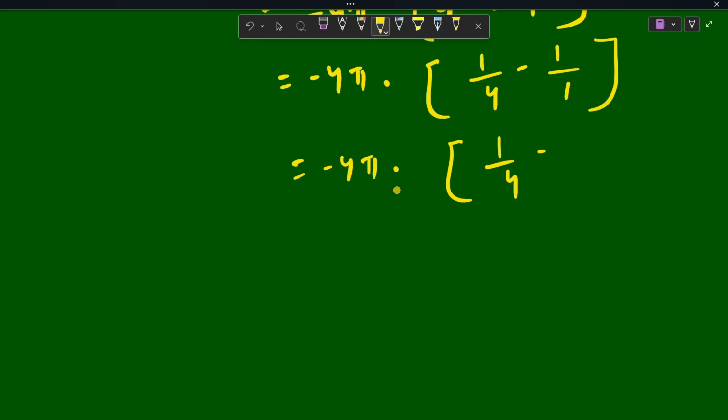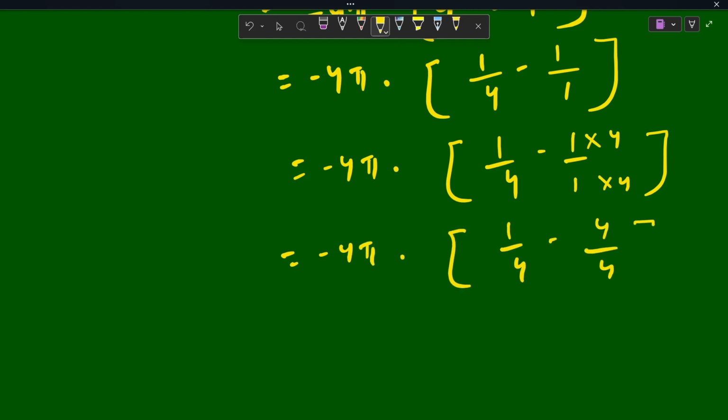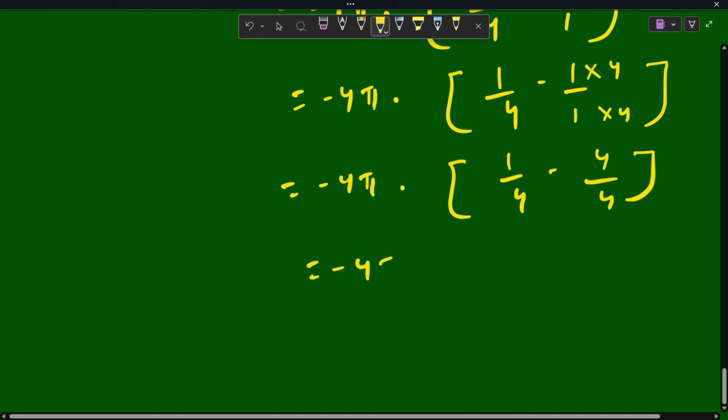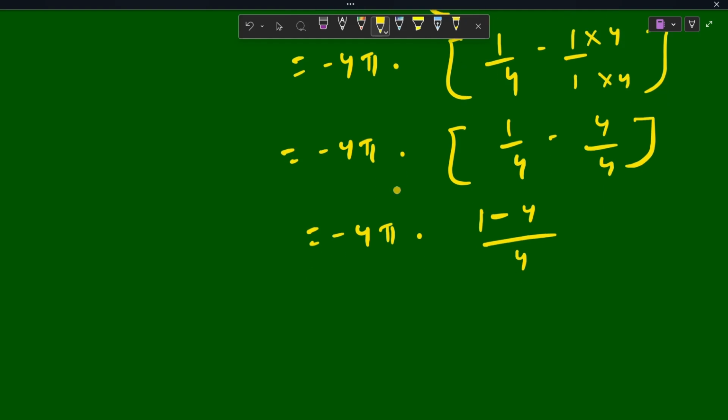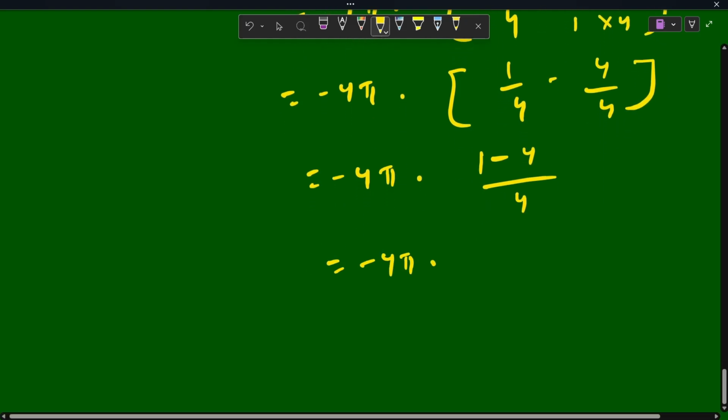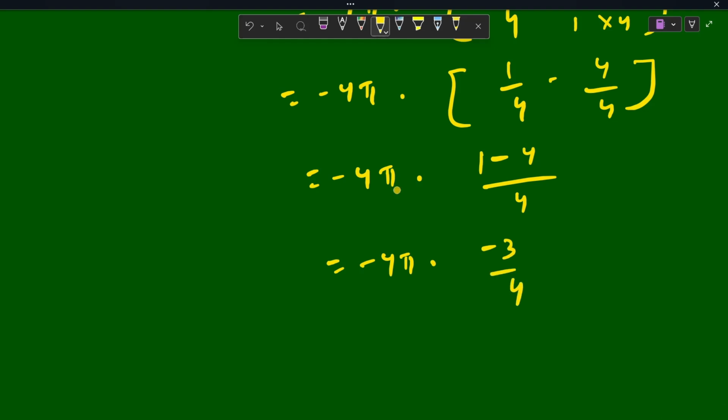Okay, so let's rationalize this. To rationalize, multiply the numerator and denominator with 4. Then this is 1 by 4 minus 4 by 4. So this value is minus 4 pi into 1 minus 4 by 4, which is minus 4 pi into minus 3 by 4, and here the 4 will cancel out. Then minus minus will be plus, so this value would be 3 pi.